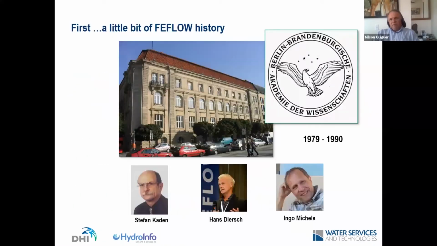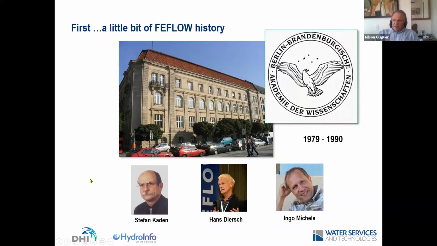First, let's talk a little bit of the history of FeFlow. FeFlow has a long history. It's nice because it keeps being developed. It all started in 1979 with three individuals, Stefan Kaden, Hans Dirsch, and Ingo Mitjos, at the Academy of Science of Berlin. It was a time when East Germany was still active. One of the three was a professor, another was the brain behind programming and developing the math of FeFlow, and the other one was more commercial.